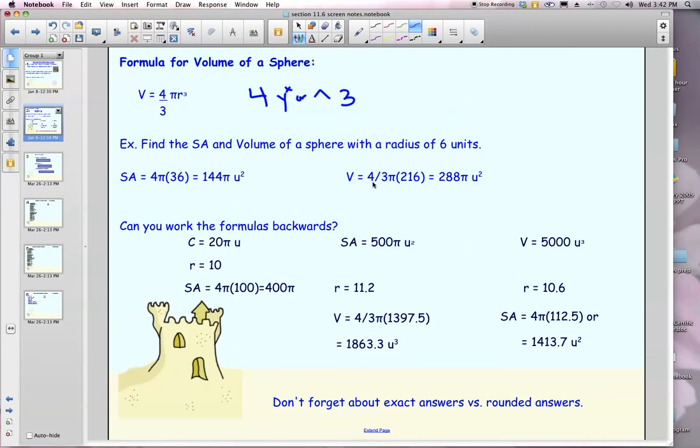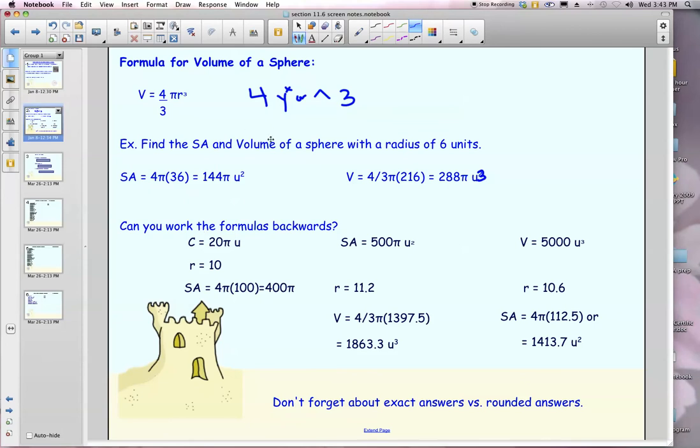To find the volume of a sphere with a radius of 6, you would take 4/3 times pi times 6 cubed, 6 raised to the third power, which is 216. So 4/3 times 216 is 288. So your exact answer would be 288 pi, and if you wanted the rounded answer, that would be in decimal form. I noticed that this is a 2, that should be a 3. Since volume has 3 dimensions, it should be units cubed.